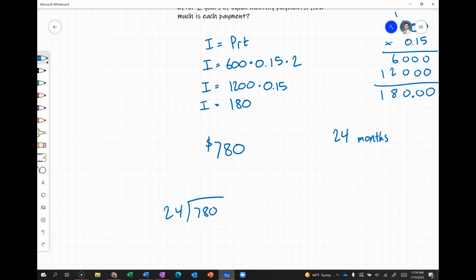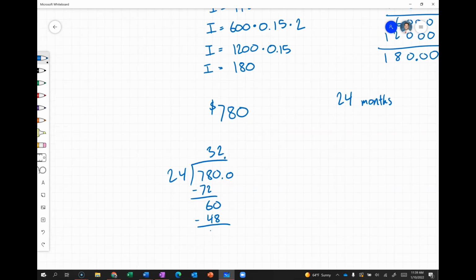24 goes into 78 3 times, so that would be 72. 24 goes into 60 twice, that's 48. 24 goes into 120 5 times. So each payment per month was $32.50.